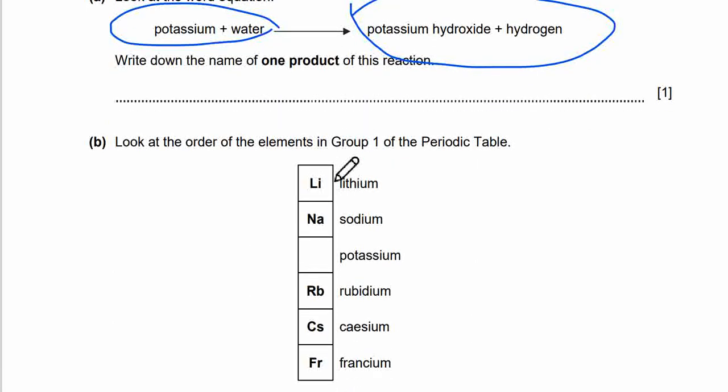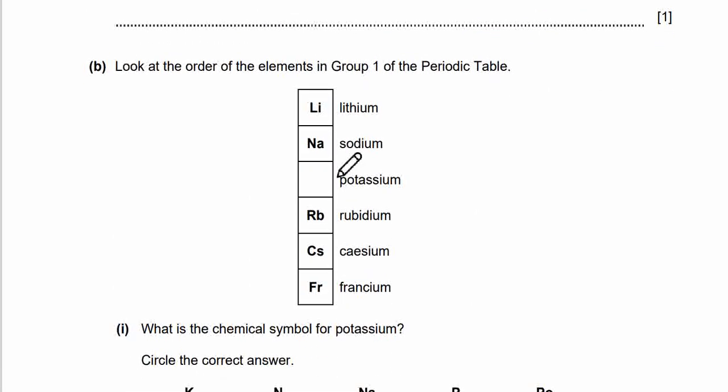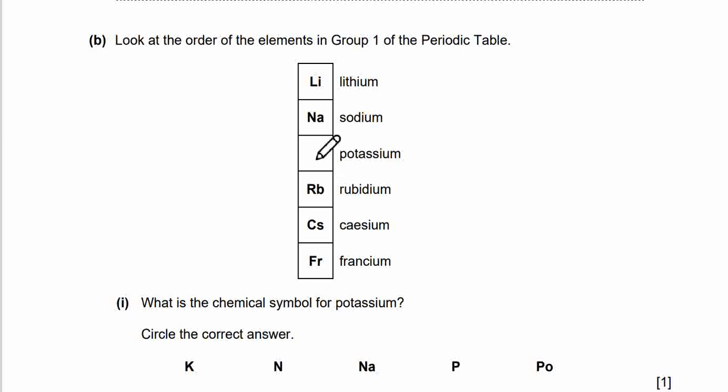Next, look at the order of elements in group 1 of the periodic table. What is the chemical symbol for potassium? So to get the symbol, sometimes it's easy. We just see from the first two letters. Lithium is Li. Rubidium is Rb. Skip the U. Cesium is Cs. Francium is the first two letters.